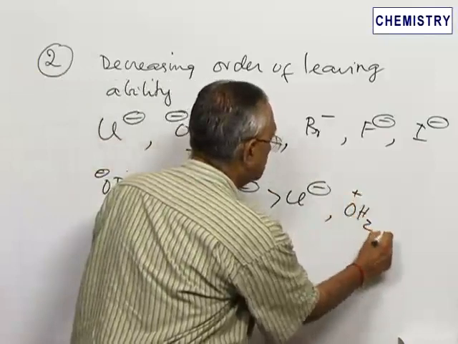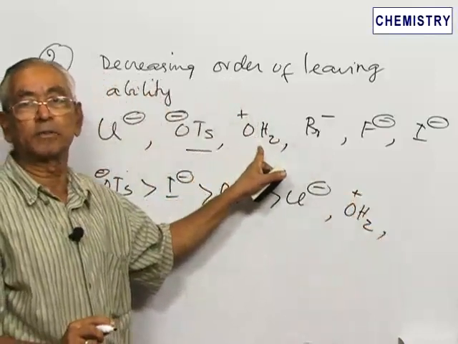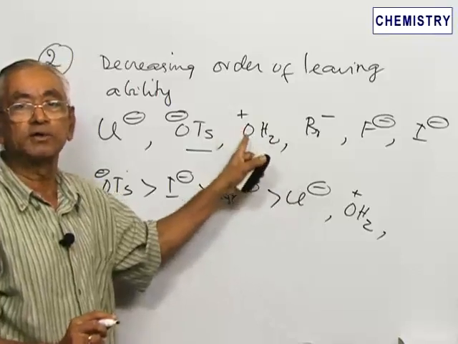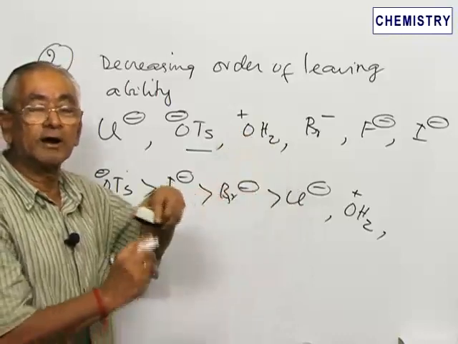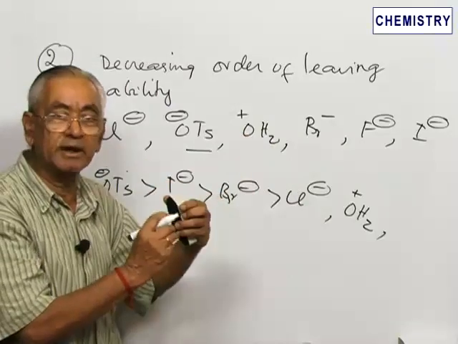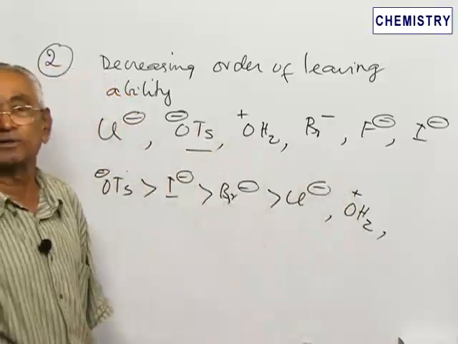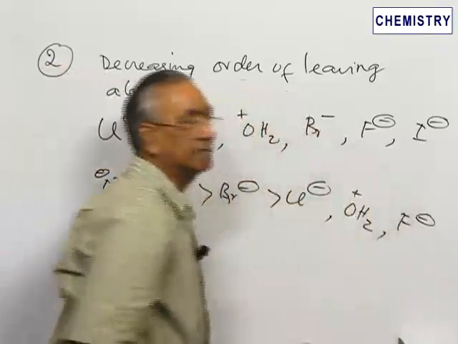How do you get the OH2 plus? The alcohol is being protonated with a protonic acid. OH becomes OH2 plus on account of H plus being introduced. So in order to convert a poor leaving group, which is OH, to a good leaving group, which is OH2 plus. OH2 plus is also a good leaving group, and the last in the series among them is fluoride.